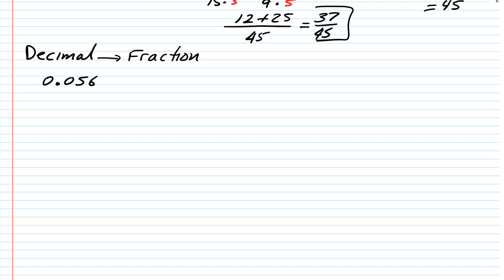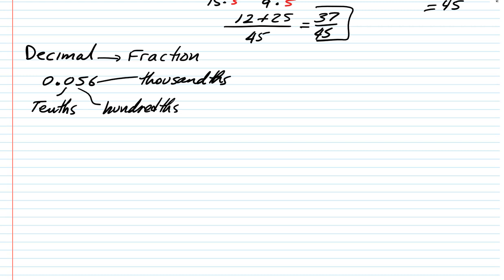0.056. In this number, the first digit is in the tenths, the second digit in place value represents hundredths, and the third digit represents the thousandths. There you have it. So all I have to do is read this number. This number is 56 thousandths, correct?